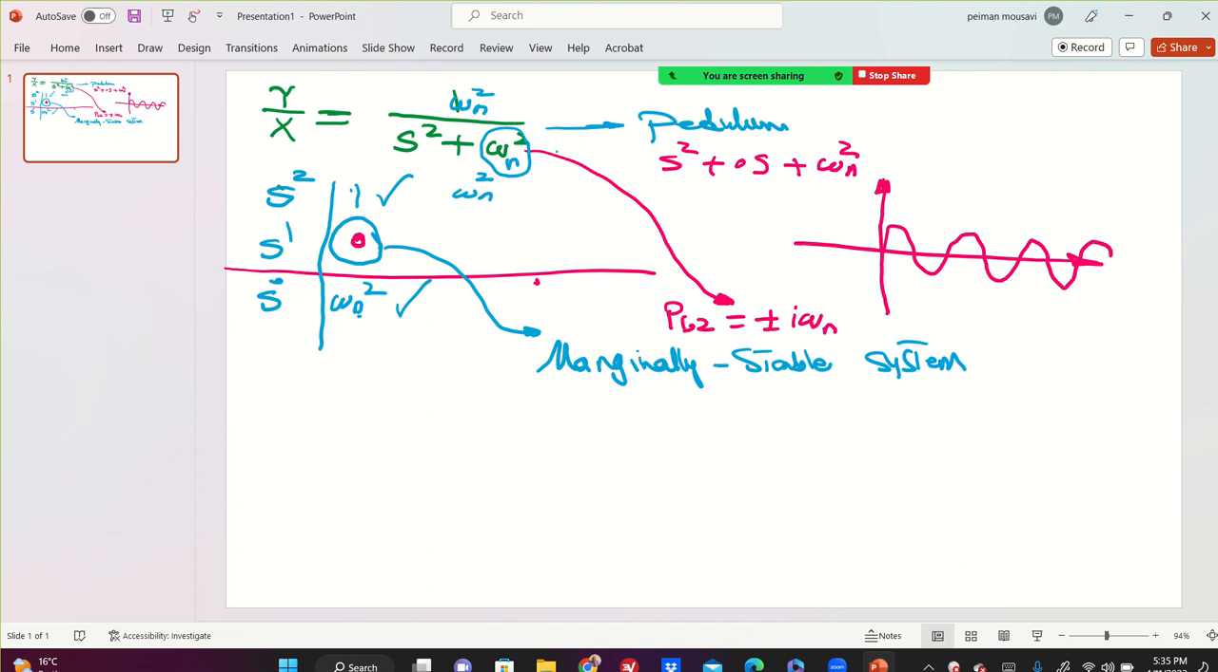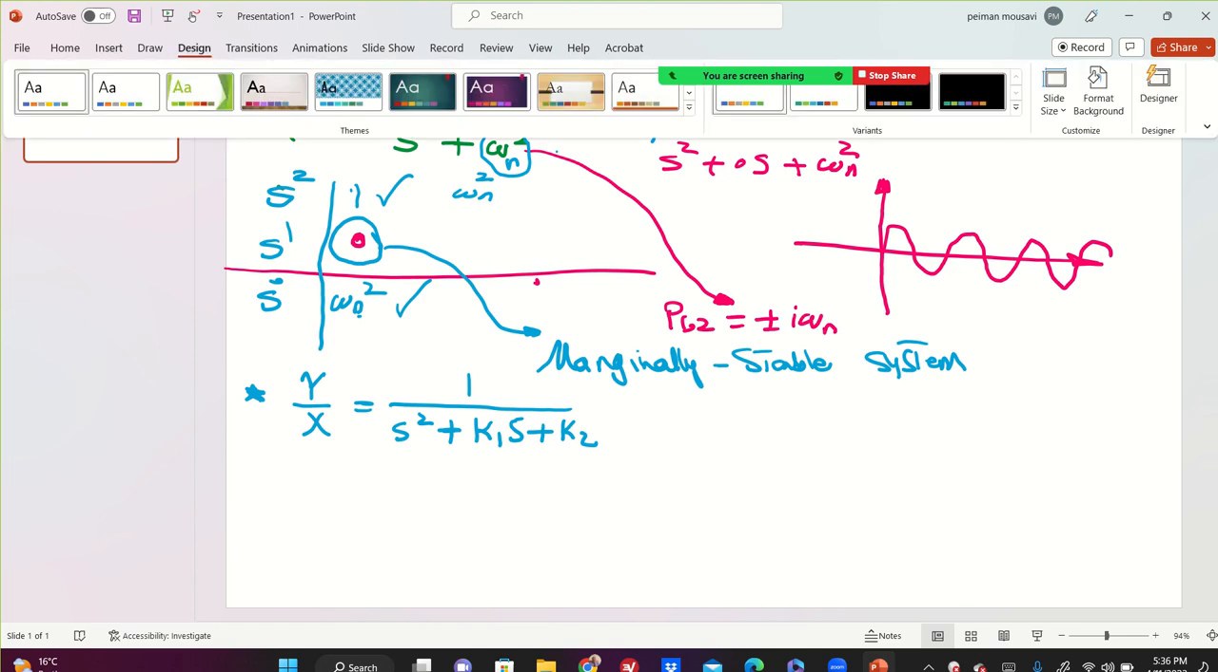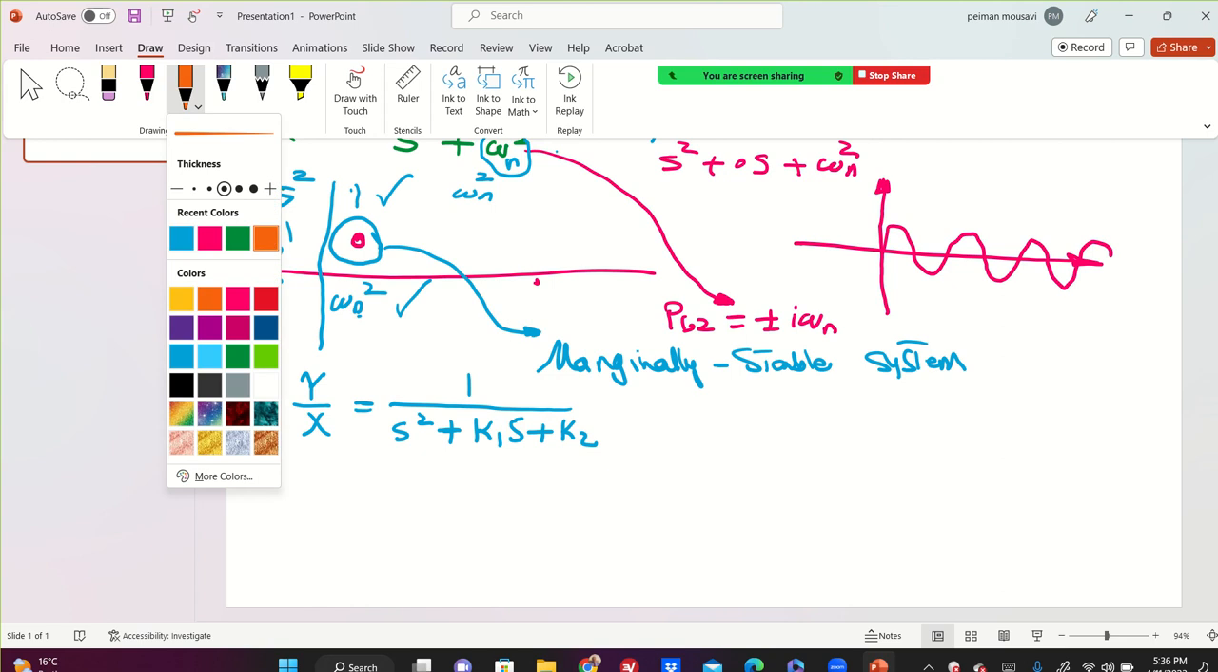Now, these days, with MATLAB, determining the stability or instability of a system by the relative stability criteria is kind of ridiculous and funny. So why are we using that? Because of this. Suppose that you have a second order system, Y over X is 1 over s squared plus k1 s plus k2, and these are parameters of the system that we don't know. So we want to find for which range of the parameters your system is stable.